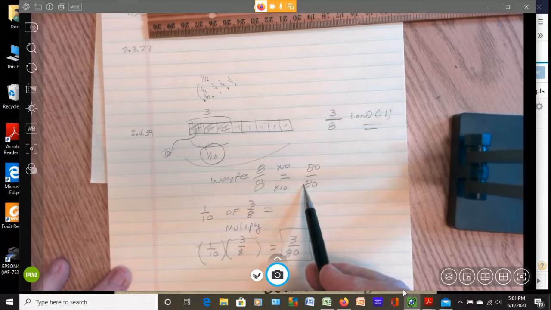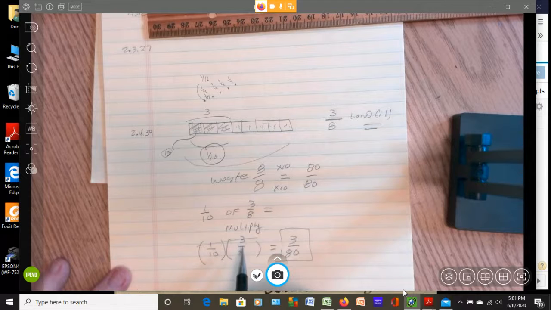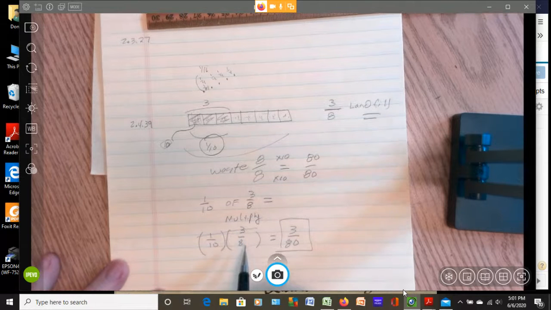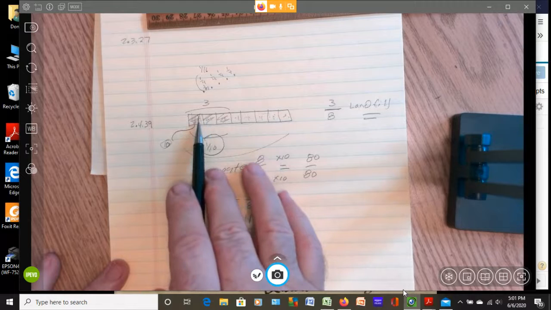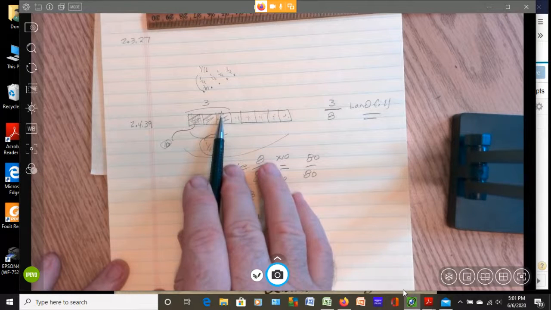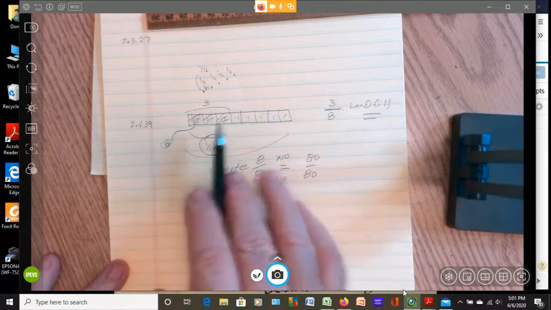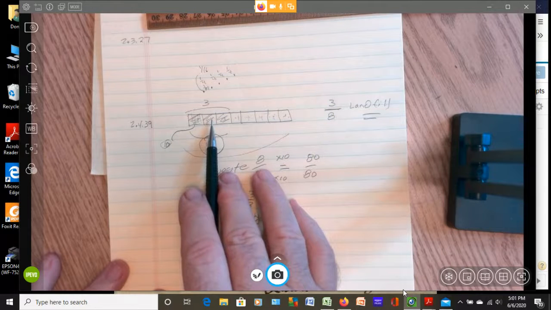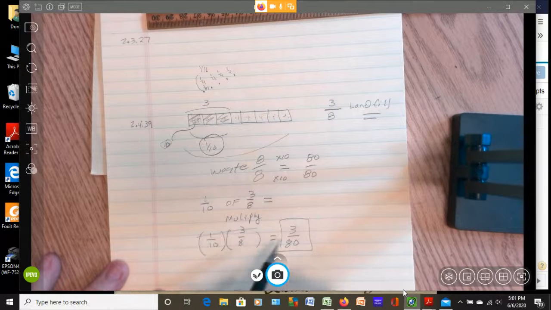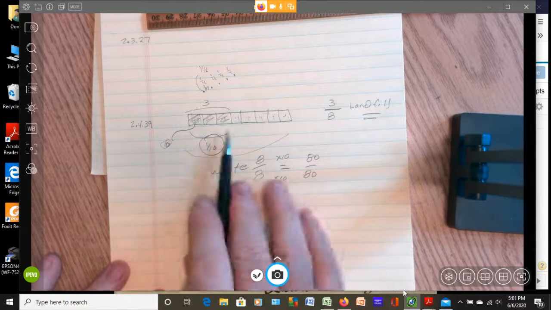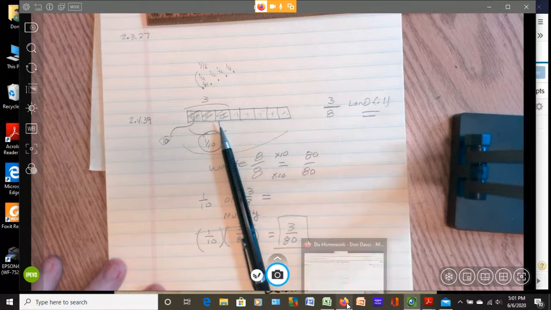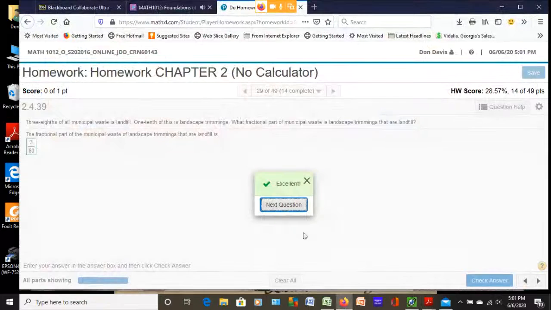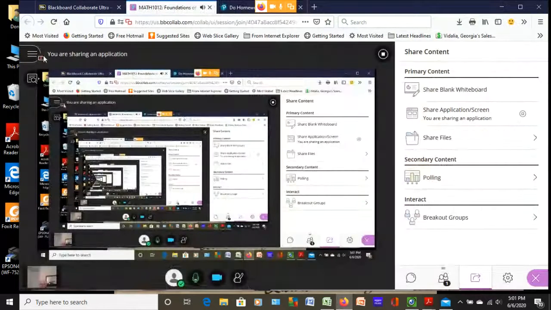Now you remember they told me that 3/8, or 30/80, was my landfill. And then 1/10 of that would be 1/10 of 30/80, which would be 3/80. Now, like I said, sometimes if you can draw yourself some pictures, it makes these problems a little easier to understand. And I hope that wasn't too confusing.